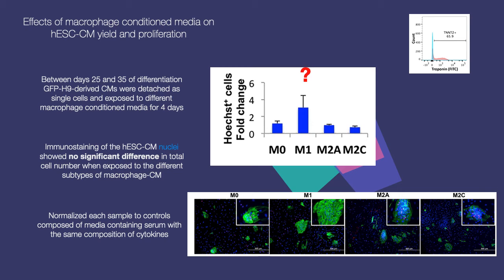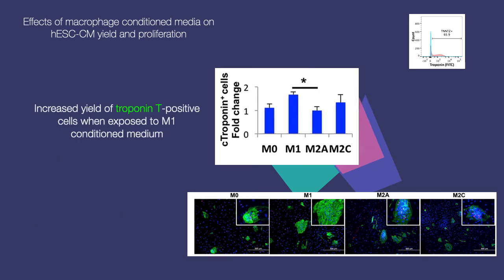The authors did say that there was no significant decrease in total cell number when exposed to different subtypes of macrophage CMs. However, in looking at the histogram plot, it does seem to me that the M1 macrophage did have a significant change in the number of cells and was able to proliferate more than the other cell subtypes.